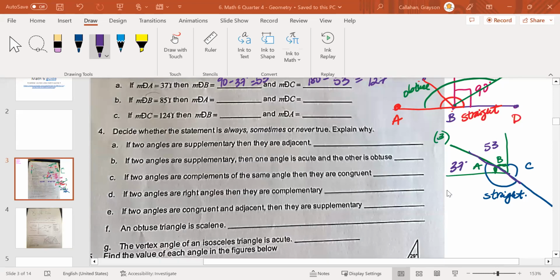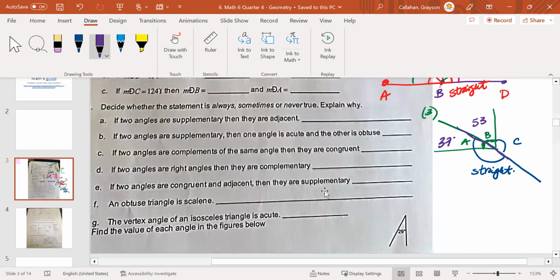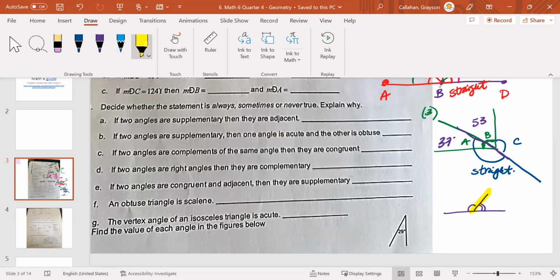All right, so let's go ahead and continue with this. So we just finished number 3. So then for number 4, it says, decide whether the statement is always, sometimes, or never true, and then explain why. So for letter A, if 2 angles are supplementary, I always like to draw a picture so you can see better this way. They are adjacent. That will be true. Do you see how this angle is right next to this angle? And the reason they're next to each other is they share a side right there. You see that? So this one will be always.